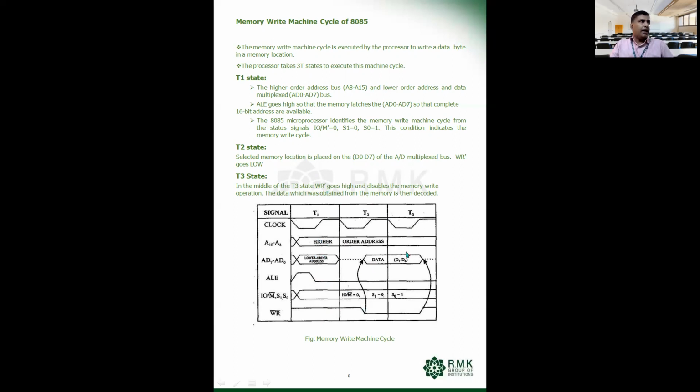During T2 and T3, the memory is already available, that is IO/M bar is 0, and the status signal is 01. 01 means write operation, and the data is loaded onto the data bus, and this is available between the T2 and T3 states. So this is basically what it does. It's loading the data to the multiplexed address-cum-data bus between the T2 and T3 states.